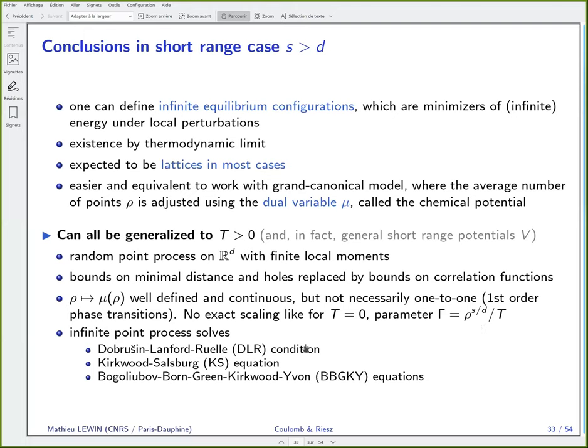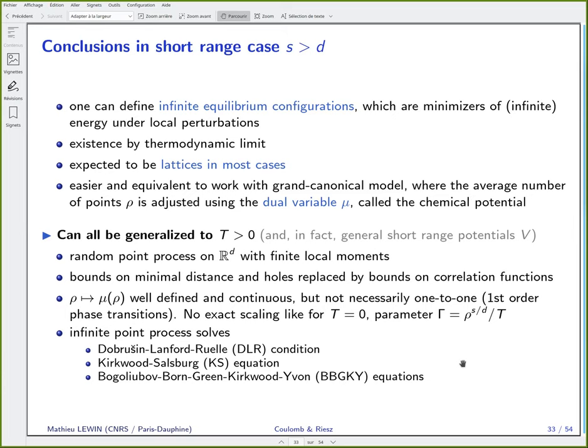And then the fact that they minimize the energy locally is replaced by some equation at positive temperature, so either the DLR or some other equation. So this is all I wanted to tell you about the short-range case at zero temperature. So the construction of infinite equilibrium configurations, the definition of what it means, the fact that they exist, and then the crystallization conjecture for such infinite configurations, which to my knowledge has never been solved.